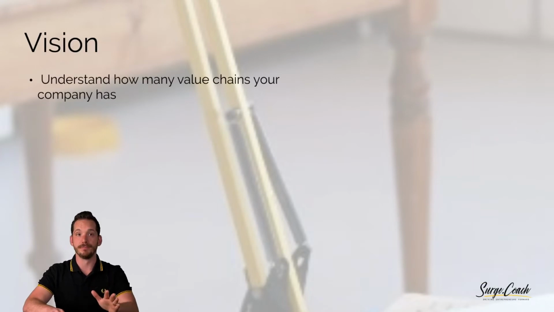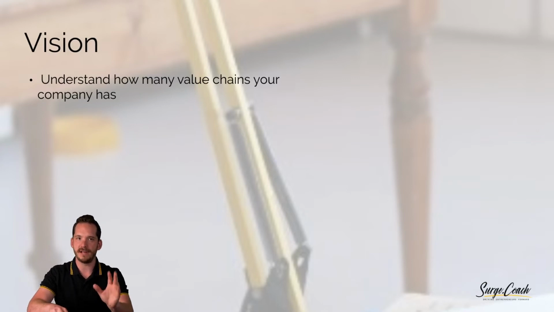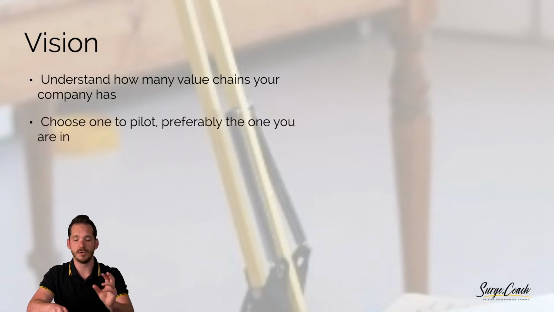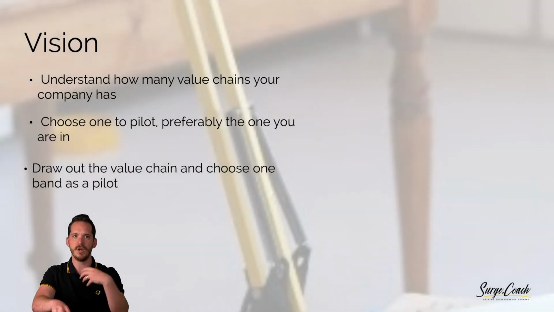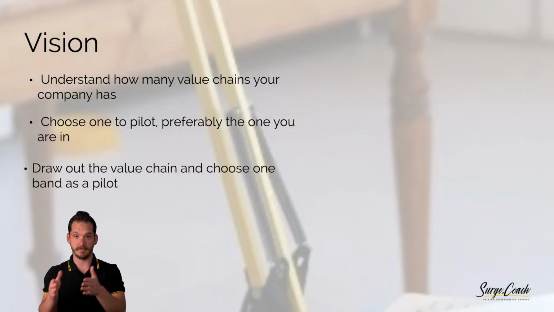So you want a vision. You want to understand how many people and how many value chains your organization has, because you probably have a few. If you're an incumbent organization, you will probably have a few value chains, a few customer segmentations. So you want to choose one that makes sense. One value chain that makes sense. Prefer the one that you are in, it makes it easier. You want to draw out the value chain and choose which band to pilot. So we've been through all this before. This is just to remind you what you should be doing up to and towards getting that vision.